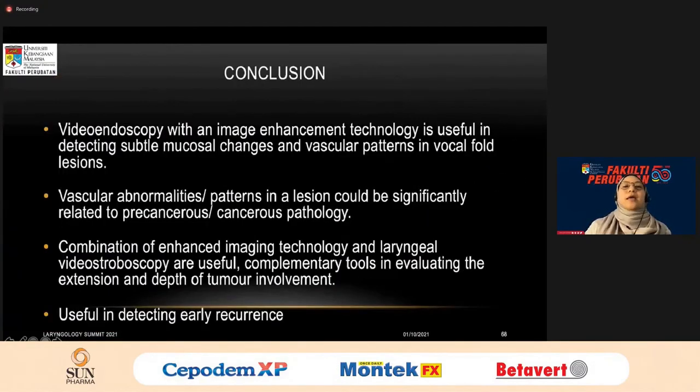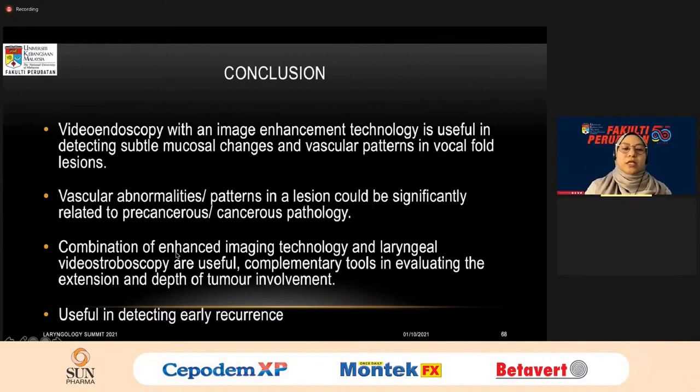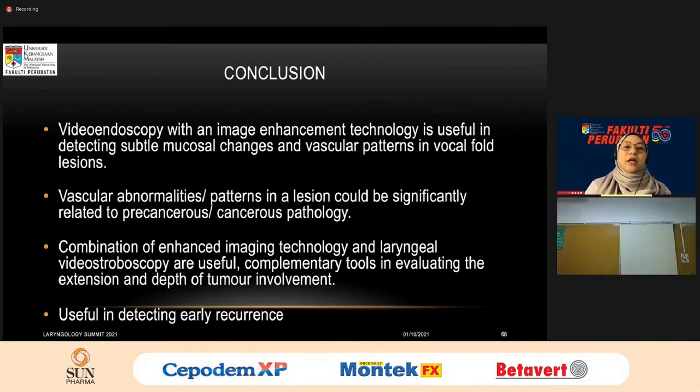In conclusion, video endoscopy with image enhancement technology is useful in detecting subtle mucosal lesions as well as vascular patterns in vocal fold masses. The examination of vascular patterns could be significantly related to precancerous or cancerous pathology. By combining enhanced imaging technology and stroboscopy, they are useful complementary tools in evaluating the extension and depth of tumor involvement. It is also a useful tool in detecting early recurrence.